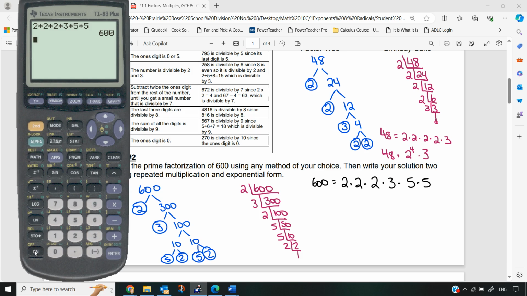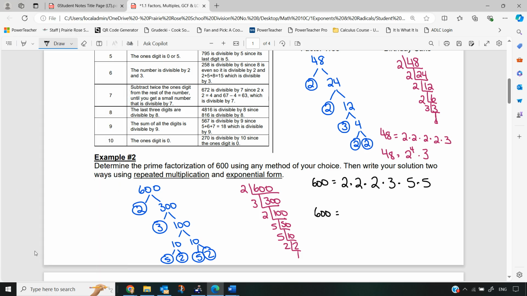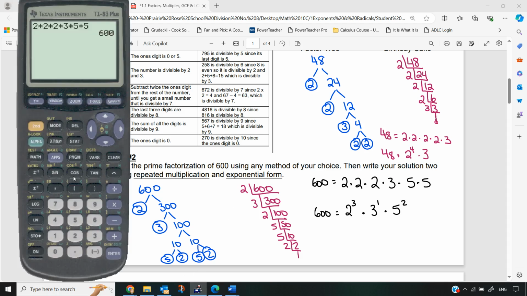Now, if I want to write this using exponential notation, I'm going to notice that I have 2 times 2 times 2. So that's 2 cubed. 2 cubed is 8 times 3, and you could write 3 to the 1 if you wanted, and then 5 squared. Again, if I wanted to check that on my calculator, I could. I can put in 2 cubed. Let's use brackets here. So 2 cubed times 3 times 5 squared. And that also gives me 600. So again, I know that those are both correct.